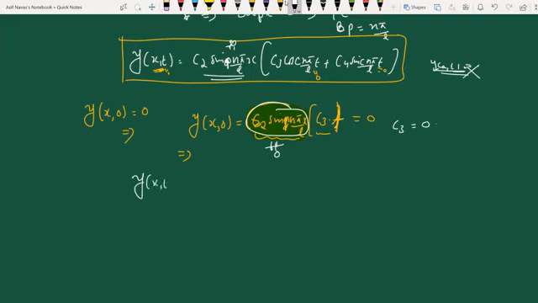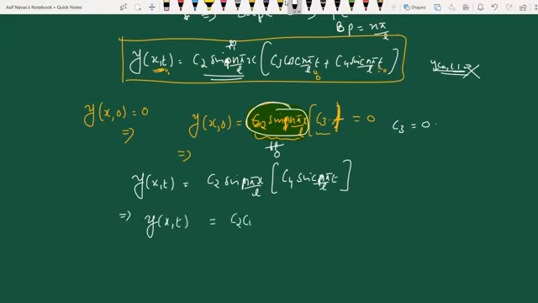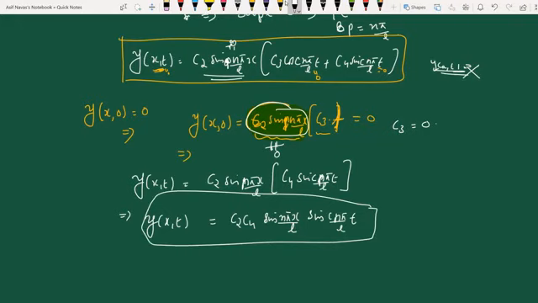Therefore we can rewrite y of x t is equal to c2 sin n pi x by l into c3 t, which is 0. So c4 sin c n pi l t. So this can be written as y of x t equal to c2 into c4 sin n pi x by l into sin c n pi t by l. So we will get this solution.